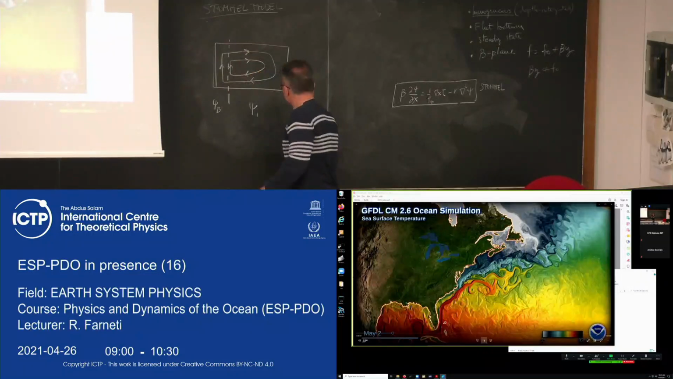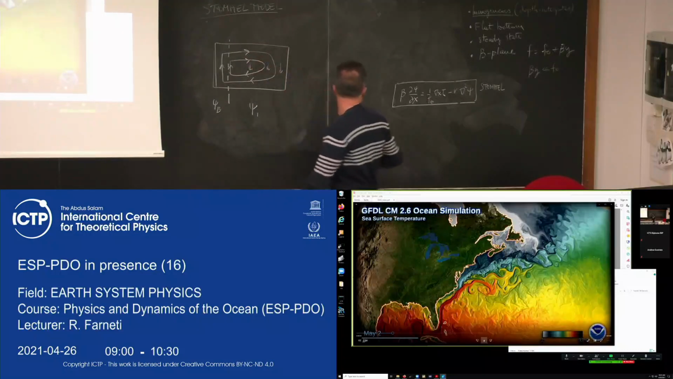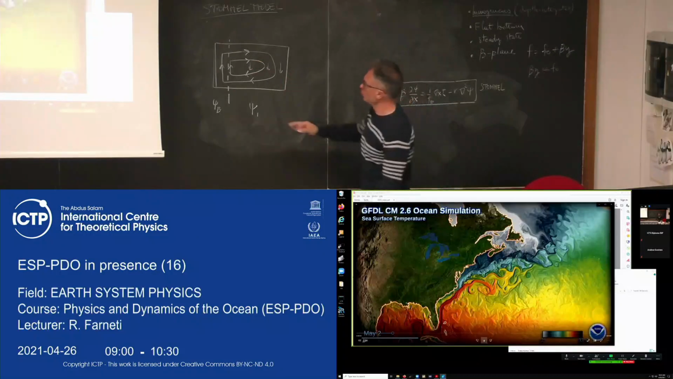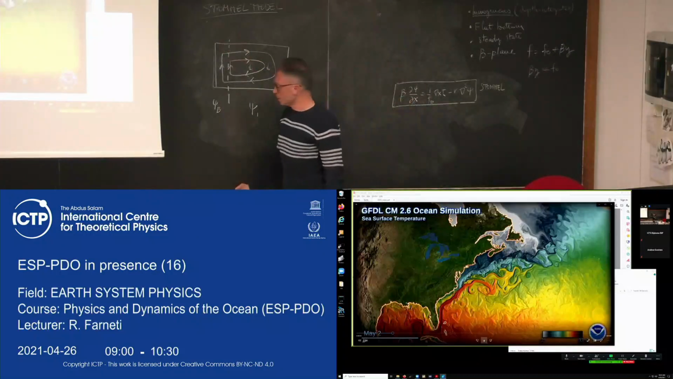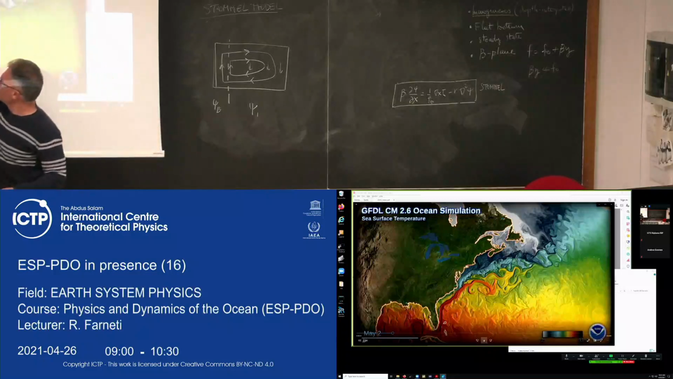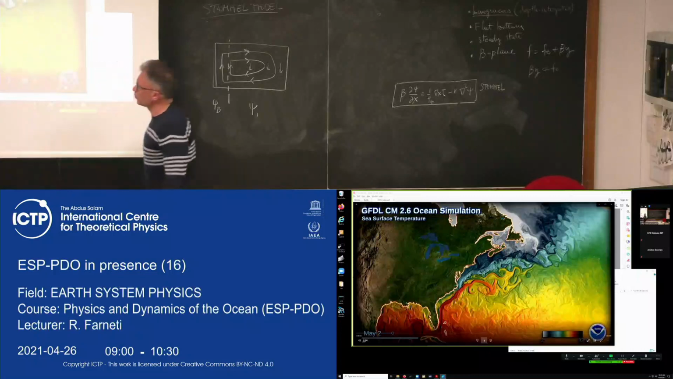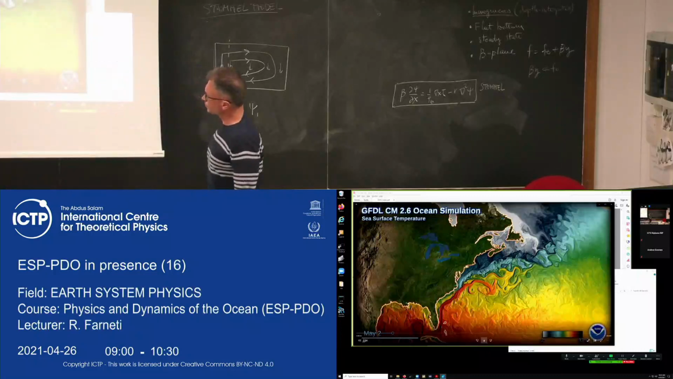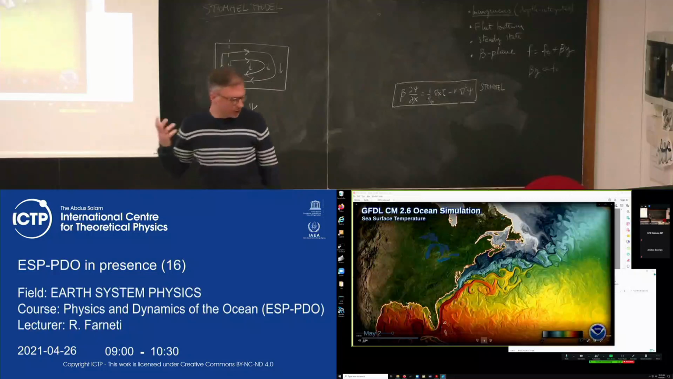And in that narrow boundary layer, all this flow that is flowing equatorward because of the Sverdrup balance has to return northward to conserve mass. So there's a lot of volume of water flowing northward in this tiny Gulf Stream western boundary current.